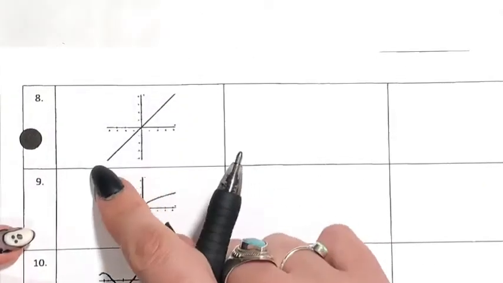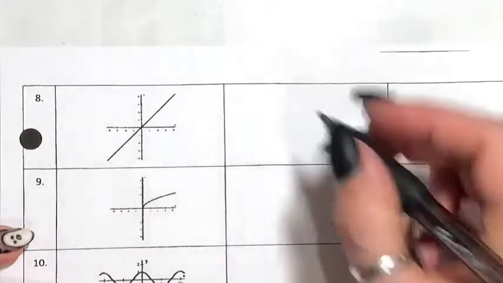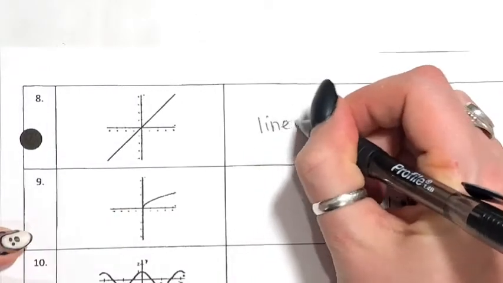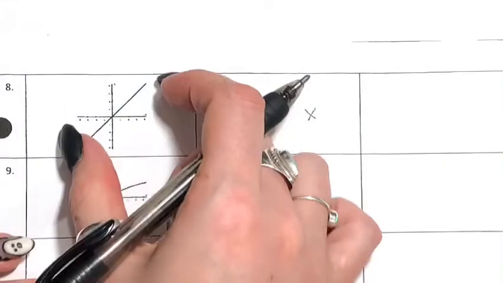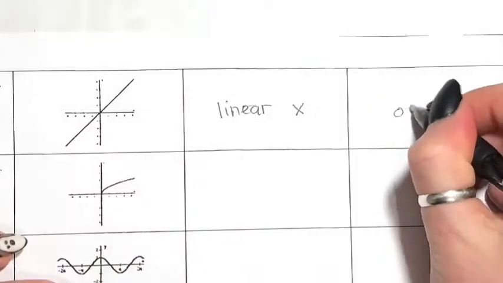Okay, let's go to this one. Hopefully this one's easy for you guys. Just got a straight line, so this one has to be linear. So remember, linear functions are just an x. And I could rotate it and spin it and it will look the same. So this one's an odd symmetry.